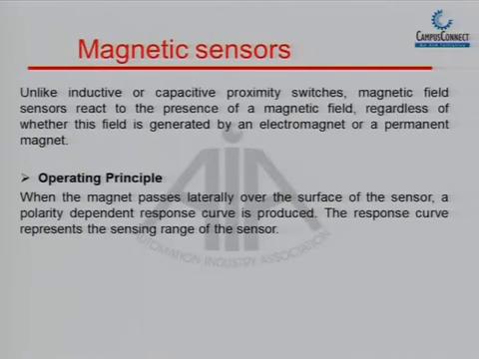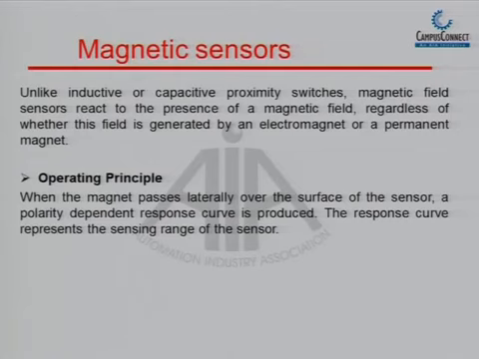Magnetic sensors, again, are similar to inductive and capacitive sensors, but they are supposed to sense the presence of a magnetic field. That means the magnetic field has to be there and they sense it, and based on that they give an output. The magnetic field can be produced either through a permanent magnet or through an electromagnet, right.